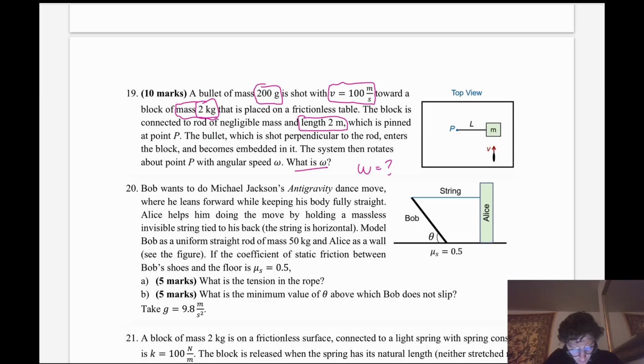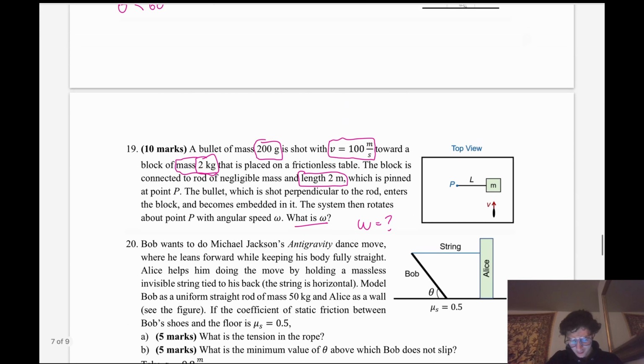Then the system rotates. This one feels good, guys. Let's go. Okay, check this out. If we know V and R, we can find omega using this equation. Check the equation sheet. So we're looking for omega. Omega is equal to V over R, which is equal to V over 2 meters. And what is V in this case? V is the speed of the block and the bullet together. And I think we can use conservation of momentum here.